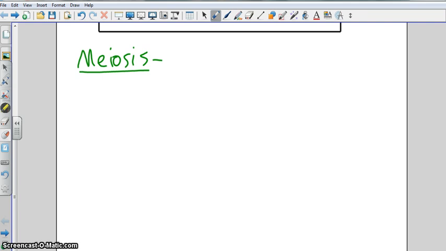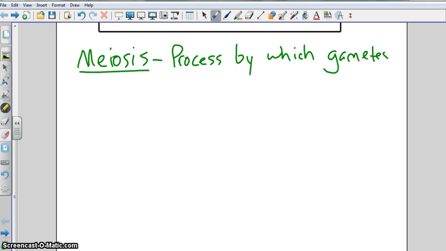Meiosis is going to be the process by which gametes, what do I mean by gametes? Does anybody know what those are? We talked about that. Gametes are sex cells. What are the sex cells? Egg. Right, egg and sperm. The process by which sex cells, gametes, are formed.